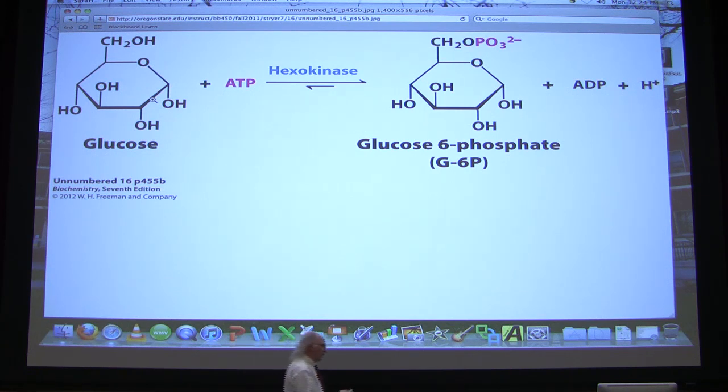This reaction is an interesting reaction. It's one of three reactions in glycolysis that is one of the regulated reactions, meaning the enzyme itself is regulated. This one turns out to have an unusual regulation, and I'm going to spend very little time talking about that. I won't talk about regulation until at least Wednesday. But this is one of three. Glycolysis is also unusual in having not one regulatory step, but three steps that are controlled in the pathway.